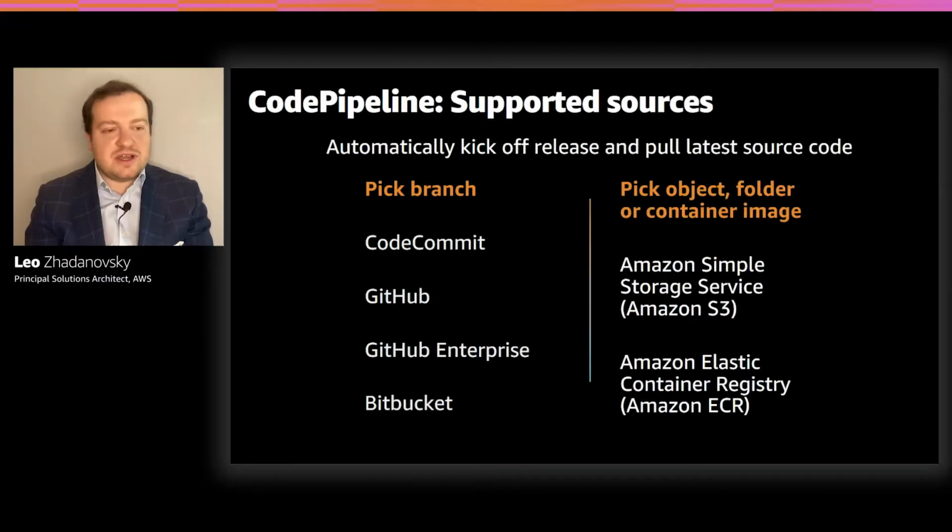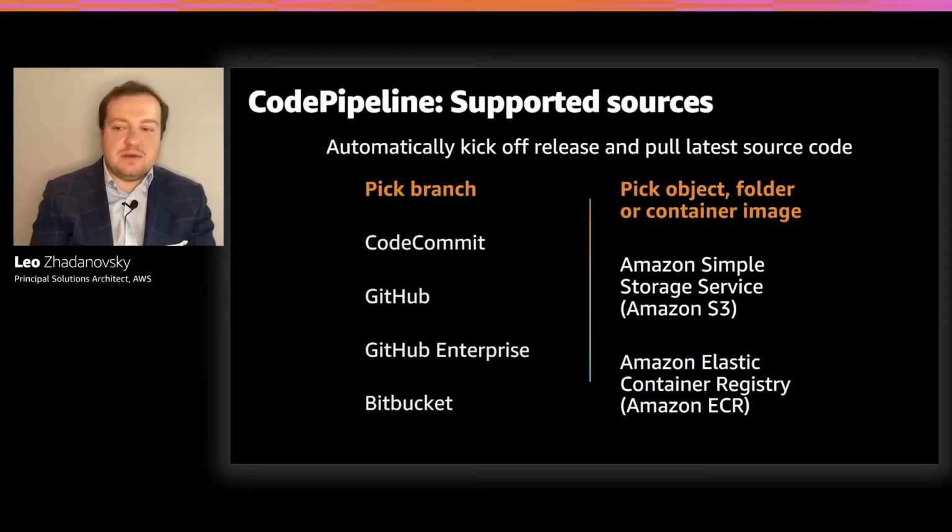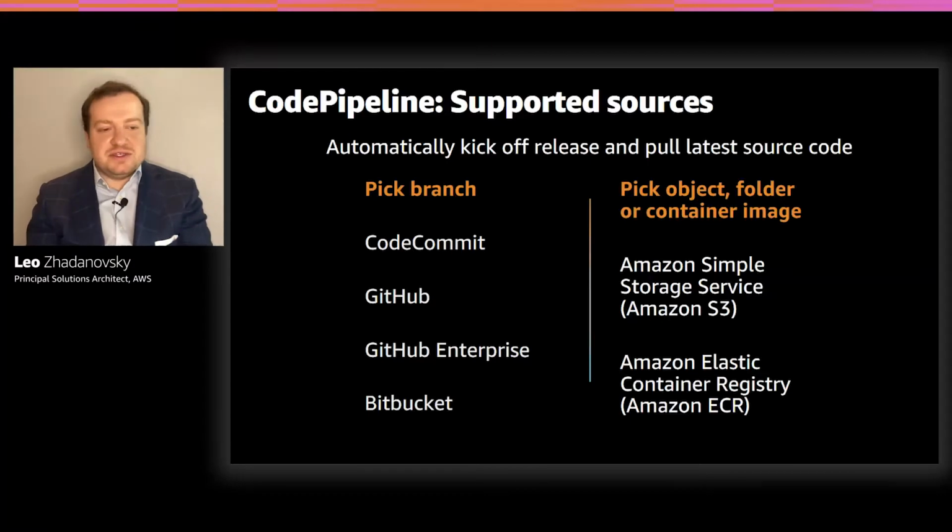So let's talk about the supported sources for CodePipeline. So these are things that kick off your pipeline. You can either do a bunch of different Git services, so CodeCommit, GitHub, GitHub Enterprise, Bitbucket, or you can use an object or a container image to kick off your build. So you can have an object, for example, like a zip file with your source code in S3, or you can have a container image that goes into your ECR repo, and that can kick off your CI/CD pipeline.